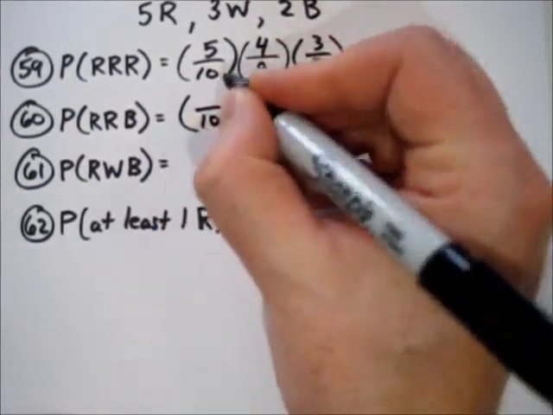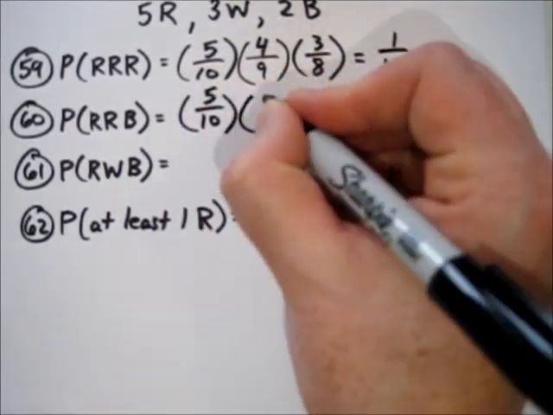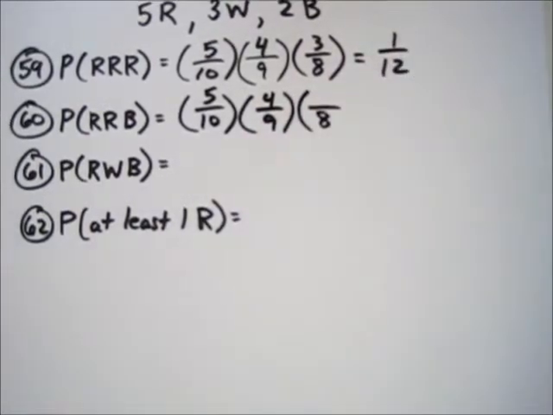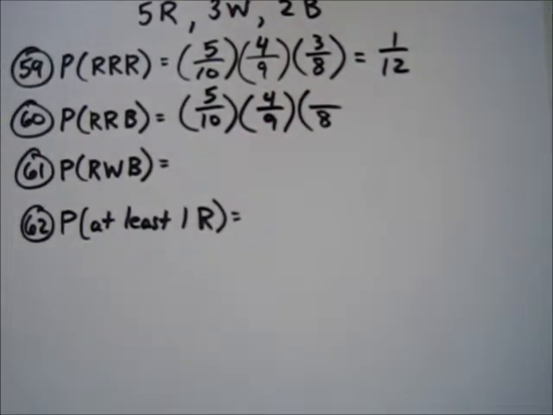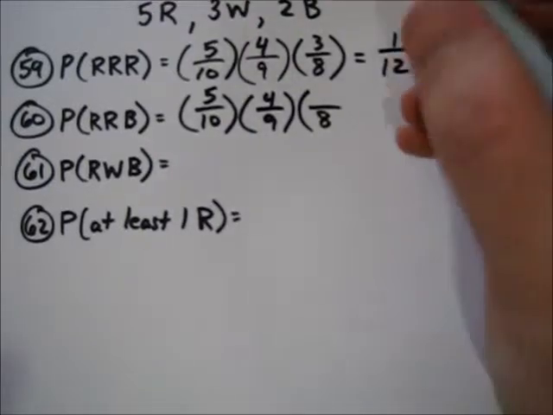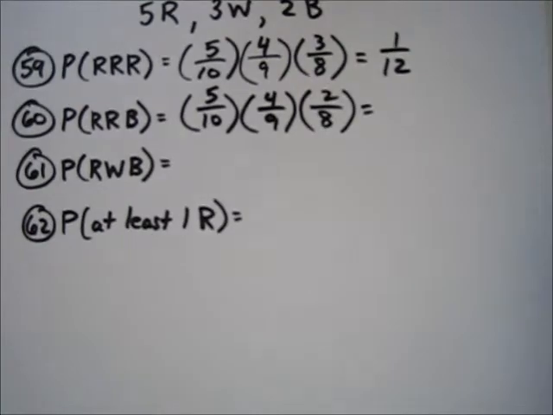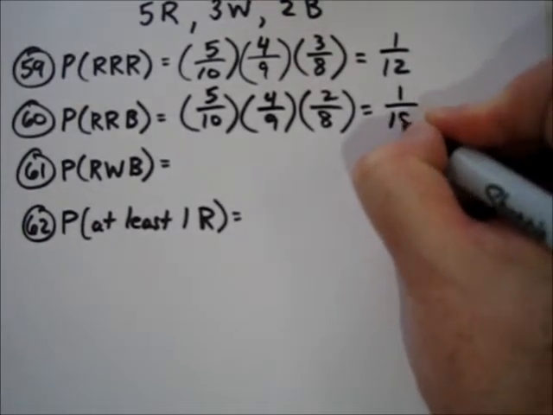Well, there's still 5 out of 10 for the first, 4 out of 9 for the second. Now there's 8 chips remaining at this point in the bag. How many of those are blue? Well, we haven't taken a blue one out yet, so there's 2 that are blue. Multiply those all together and reduce, and we get 1/18.